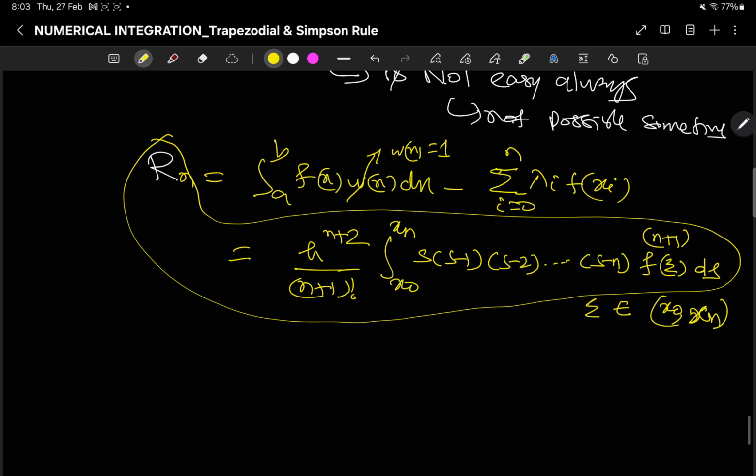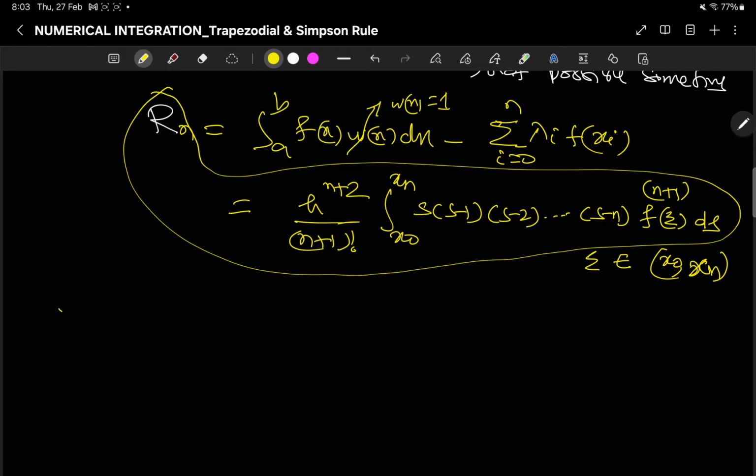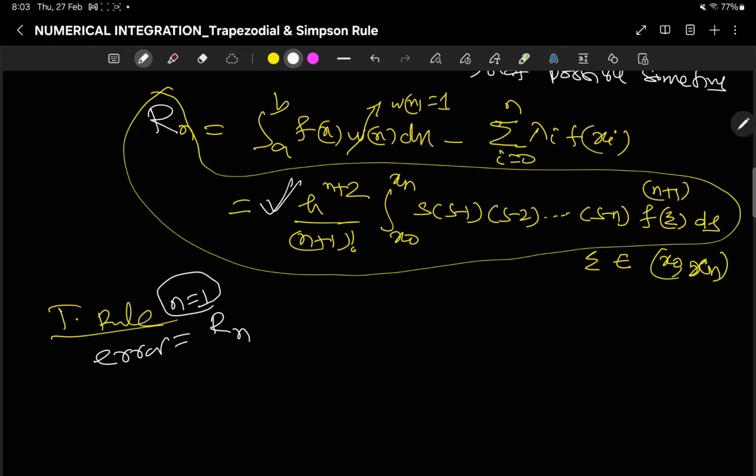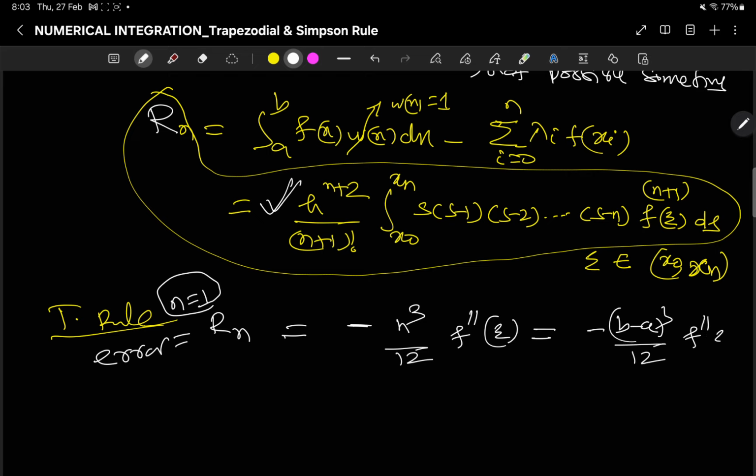Now for the trapezoidal rule, the error formula is Rn, where n is equal to 1 here. If you substitute here, your error will be given by Rn equal to minus h cube by 12 f double dash zeta, or it is minus (b minus a) whole cube by 12 f double dash zeta. This is the error.